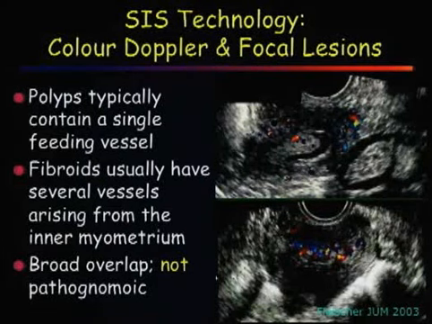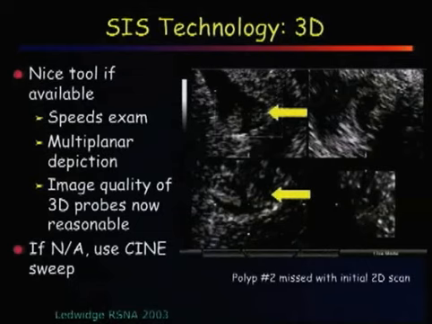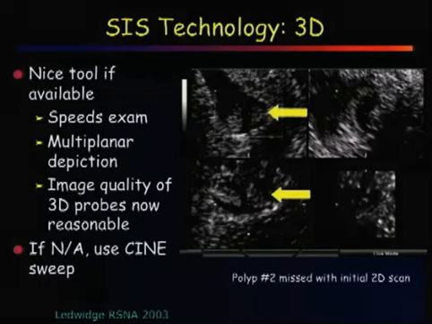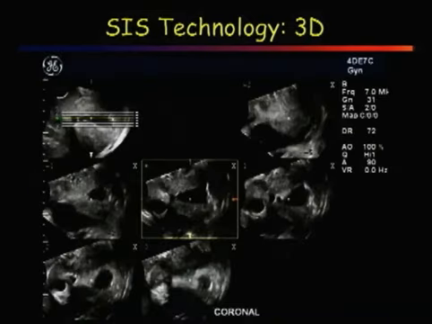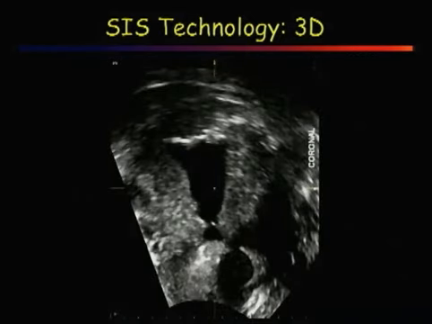On color Doppler, the rule in the books is that a polyp contains a single vessel and fibroids contain multiple vessels. This is true most of the time, but there are a lot of exceptions, so it's not pathognomonic and you can't use it reliably. If you have 3D, by all means use it. So here's an example of a couple polyps there. In reality, I think cine mode is just as good, but if you have the 3D, it's great to use. And here's just an example of a pre-3D getting the C-plane there.